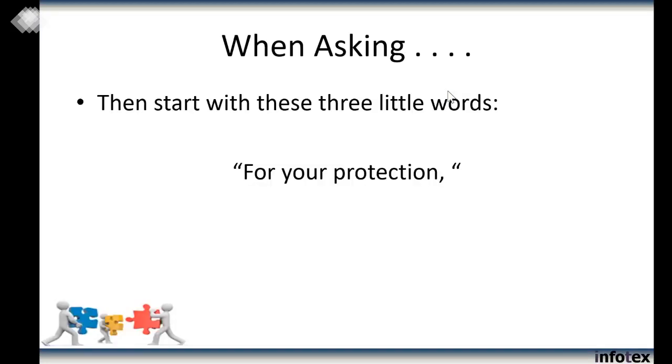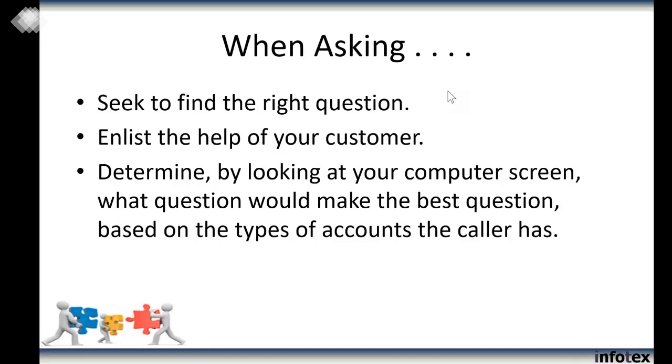So how do we ask out-of-wallet questions then? Well, what we've seen in our own business is that you should start with three little words: for your protection. You don't have to use those three words, but you need to start with the notion that what I'm going to do is for your protection. What we see happening is that if you start with "for your protection," the customer automatically starts cooperating with you instead of wondering what the heck, this has never happened before, especially if your bank's been failing pretext calling tests. That obviously means that maybe not everybody's used to being asked out-of-wallet questions when they call asking for balances or whatever. But you're going to need to work with the customer to try to find the right question.